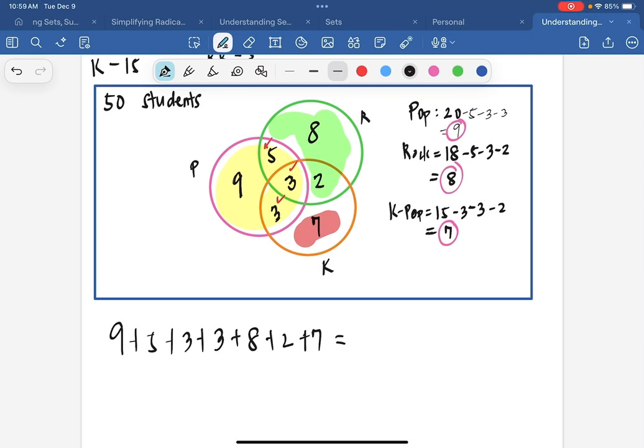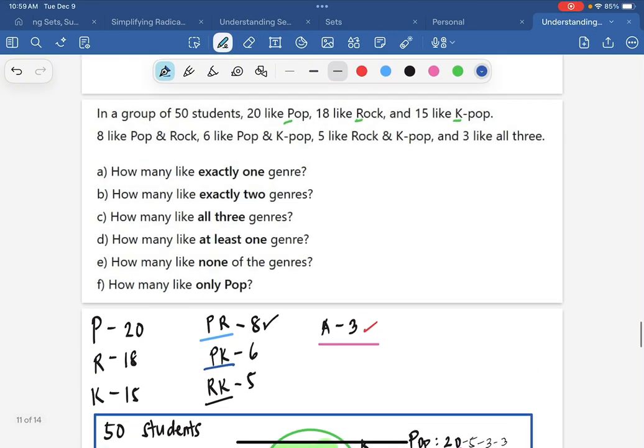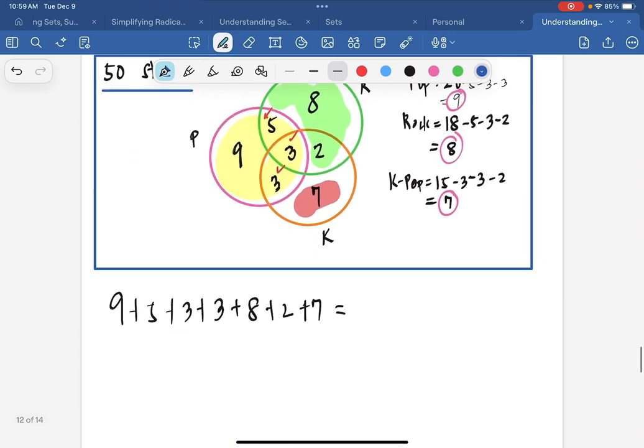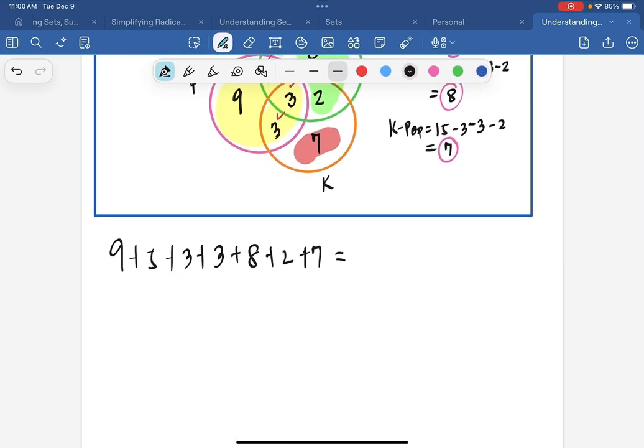So again, our goal here is to find out if all 50 students take part of liking any of the music genres above. So let's just add all of them. So you get to have 9 plus 5 plus 3 plus 3 plus 8 plus 2 plus 7. So we get to have 37.